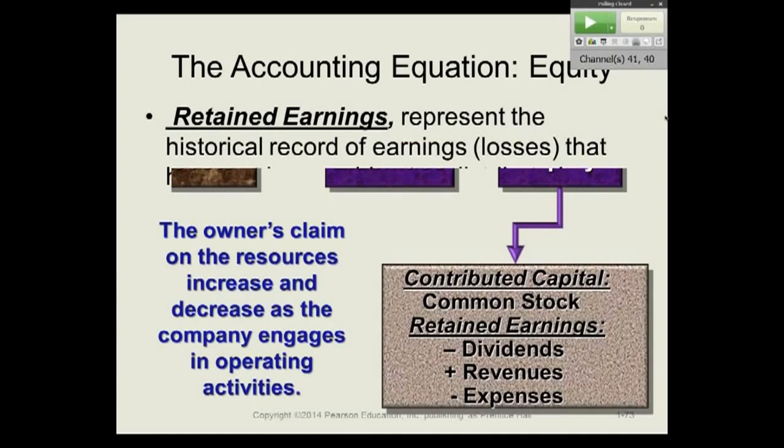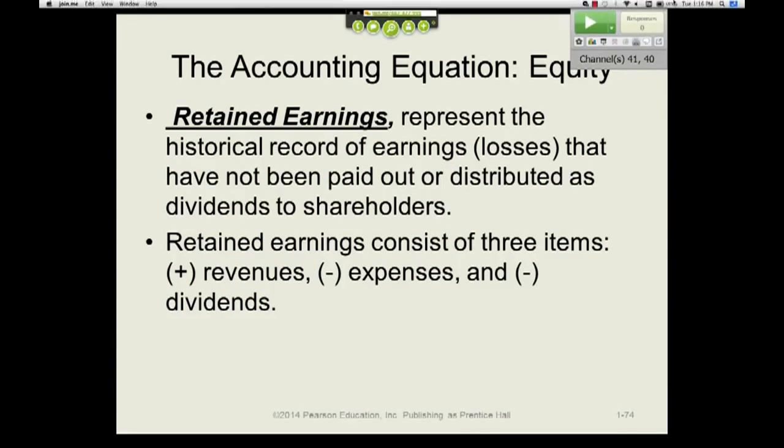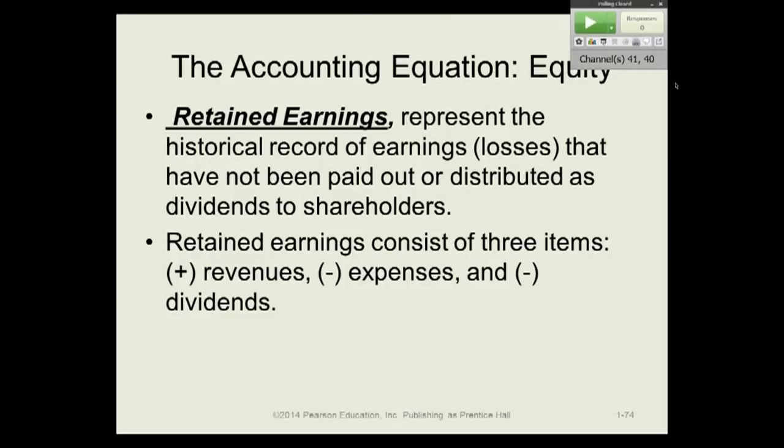All right, so again, let's summarize. Retained earnings, again, is going to be the historical record of earnings, revenues, expenses, losses that have not been paid out as dividends. Retained earnings has the three elements, as I said, just to summarize. It's going to be revenues minus expenses minus dividends. If you have an earlier version of the slides, it might say plus dividends. That was a typo from the publisher. I was able to get in and change that. So it's revenues minus expenses minus dividends.